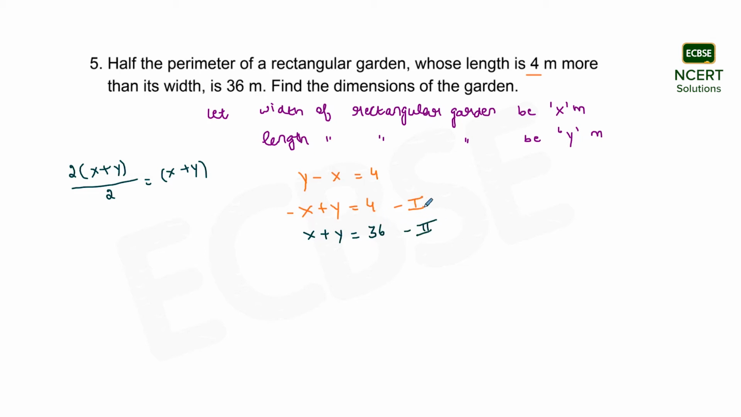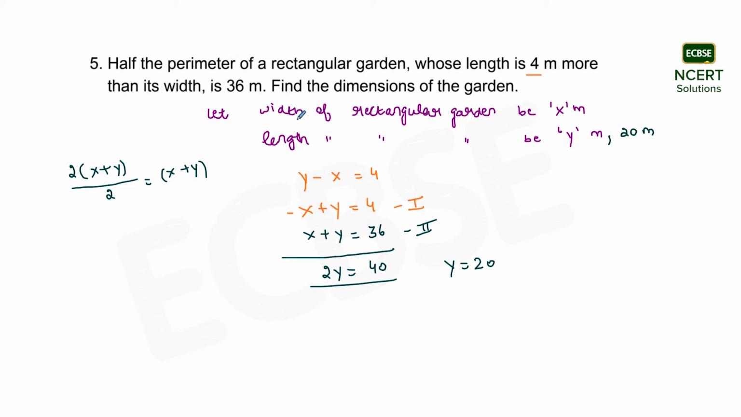So, we have obtained two equations for this very problem. In order to get the values of the variables x and y, we can solve this by either the elimination or substitution method. Let me use the elimination method, where I'll be adding the first and the second equation. On adding the first and second equations, I'll be getting 2y is equal to 40. From here, y comes out to be equal to 20. That is, the length of the rectangular garden is 20 meter.